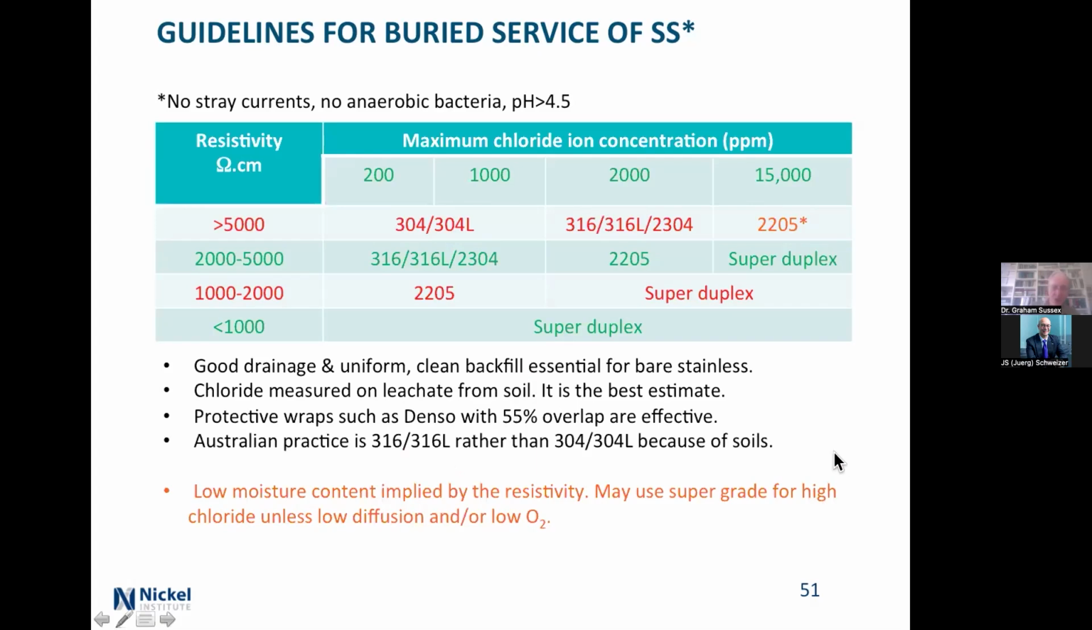And the Australian practice is to use 316, 316L rather than 304, 304L. The Americans tend to do the 304 because their soils tend to be less chloride than sulfides. And if you're talking about austenitics in this graph here, or this table here, you could equally well use a duplex or a super duplex.